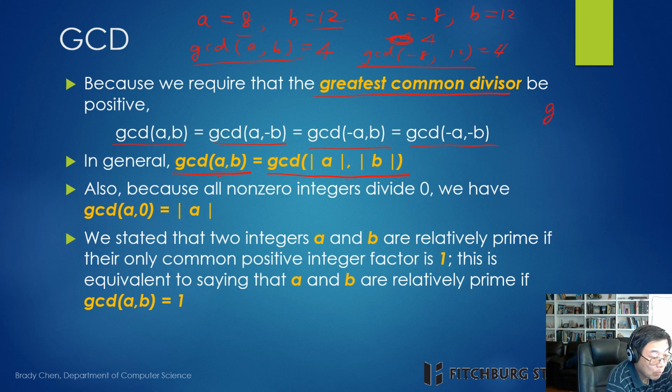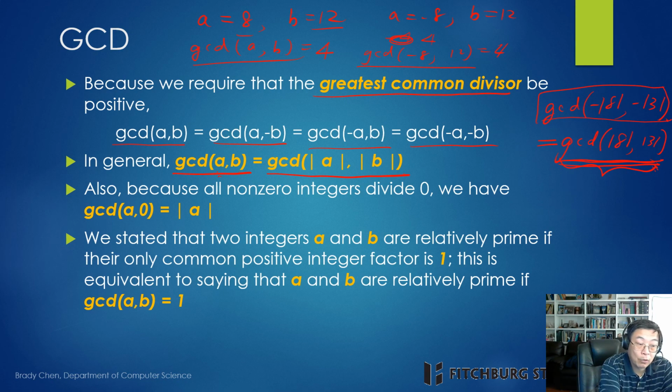So if someone says, what's the greatest common divisor of minus 181 and minus 131, then we can always convert the problem to finding the greatest common divisor of 181 and 131. We can actually find this one. And once we find the greatest common divisor of this problem, we say that's the same result for the top problem. So every time we can ignore the negative sign. Okay.